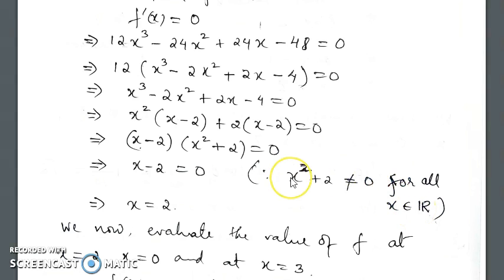Even if you put 0 here, it cannot become 0. 0 squared is 0, 0 plus 2 is 2. That means it will be greater than 0. So it cannot become 0 for any real number x. So if this one cannot become 0, this one has to be 0. So we will have x minus 2 equal to 0, and from here you will have only x equal to 2.